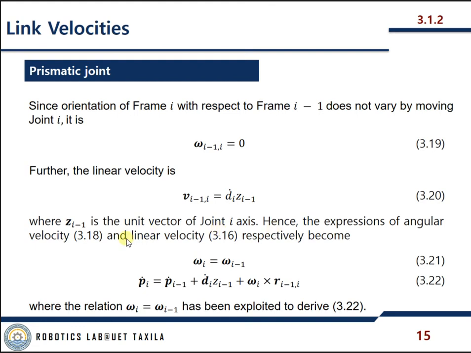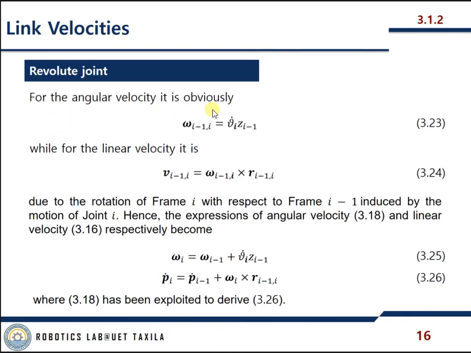Hence, the expressions of angular velocity 3.18 and linear velocity 3.16 respectively become: omega I is going to be the same as omega I minus 1, and the linear velocity p I dot is going to be the linear velocity of frame I minus 1 plus the linear velocity because of this expression here, and omega I, because omega I minus 1 and omega I are equal. So in this case, it is going to be in this form.